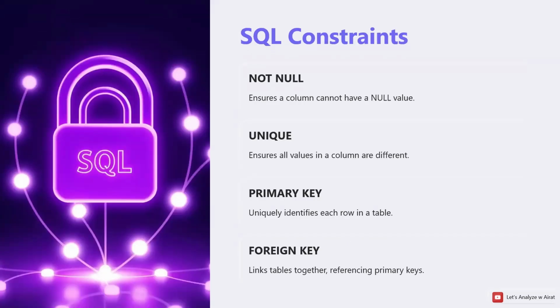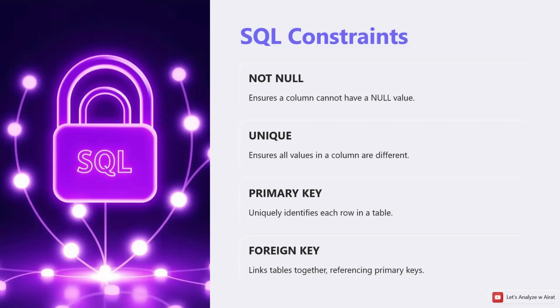We also have what we call the SQL constraints. SQL constraints are the rules that are applied to columns of a table to ensure the accuracy, reliability, and integrity of the data. An example is the not null constraint. This ensures that a column cannot have a null value. That means a row in a column must not be empty. This is a very efficient way of maintaining the data accuracy and the data integrity.